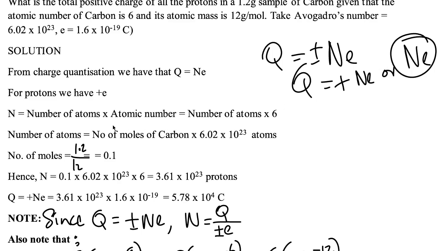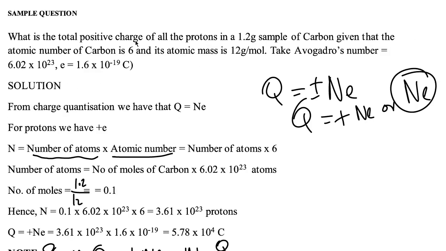Do you remember? You first of all multiply the number of atoms by what? The atomic number. So why are we multiplying it by the atomic number? Do you remember what the atomic number means? What's the atomic number? It's equal to what? The number of protons. It's also known as the proton number. And we're looking at the total positive charge of all the protons. So you have to determine the total number of protons that are there in each atom. Do you get that? And then multiply by the number of atoms that are present in the 1.2 gram sample, so that we can get the total.